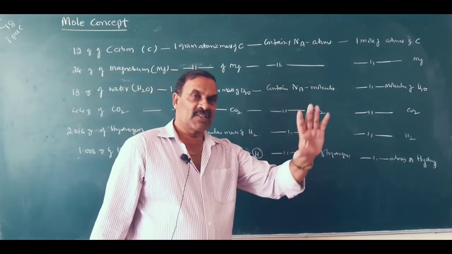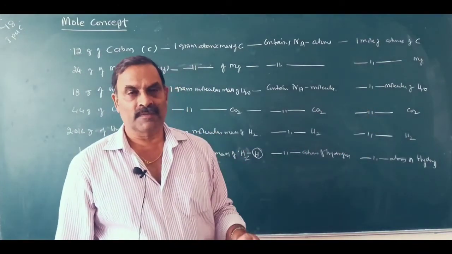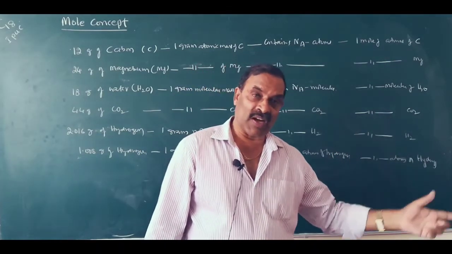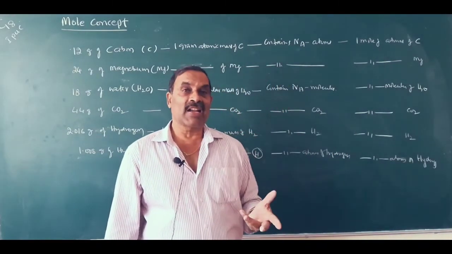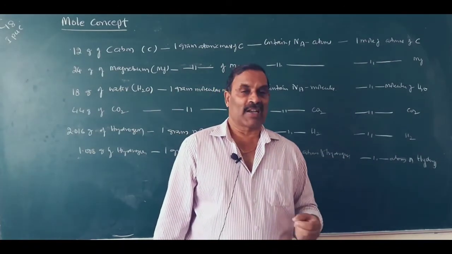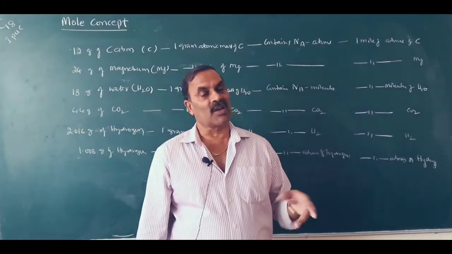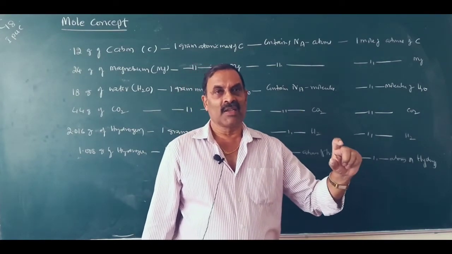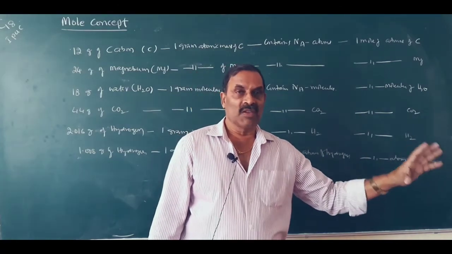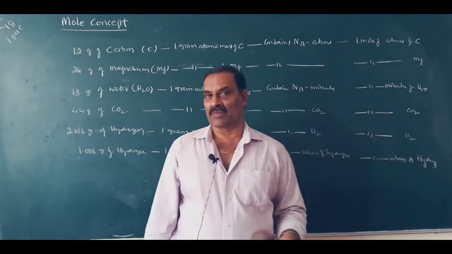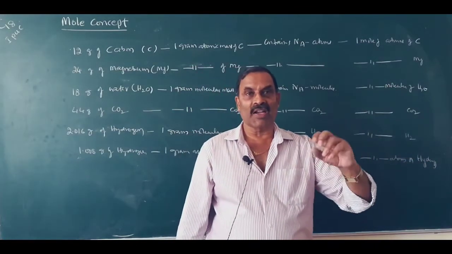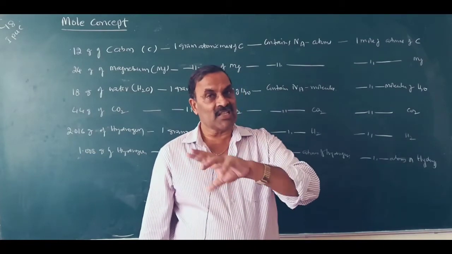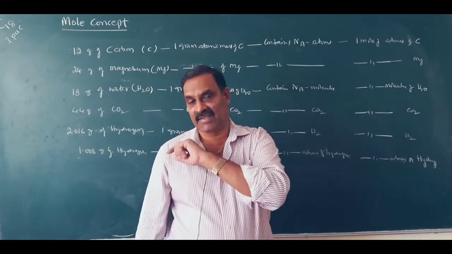Atomic mass expressed in gram is called gram atomic mass. 1 gram atomic mass of any substance contains Avogadro number of atoms. That amount of atoms is called 1 mole of atoms. So gram atomic mass of any element contains Avogadro number of atoms. That quantity is called 1 mole of atoms, and its weight is equal to its gram atomic mass.